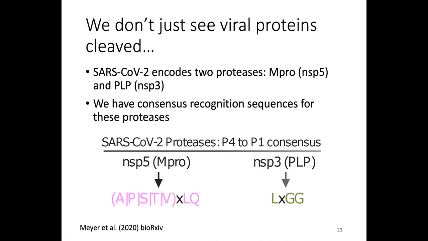So I've primarily focused on the cleavage of viral proteins during SARS-CoV-2 infection. However, these are not the only cleavage events we see. As mentioned, SARS-CoV-2 encodes two proteases, the main protease Mpro and papain-like protease. We know consensus recognition sequences for both of these. So Mpro cleaves after an APSTV XLQ motif, and the papain-like protease preferentially recognizes a LXGG motif.